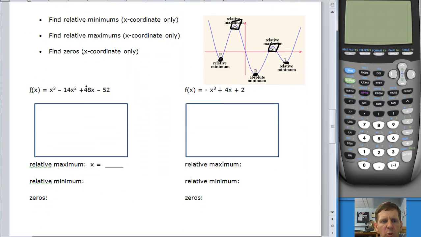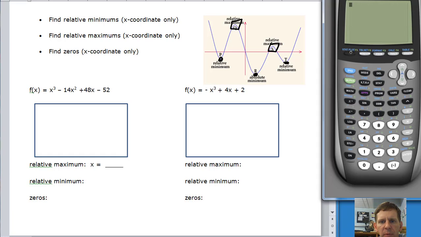And the first one is this equation right here. So I'm going to go to my calculator. I'm going to go to y equals on my calculator, and we're going to type in this equation. Y equals x cubed minus 14x squared plus 48x minus 52.